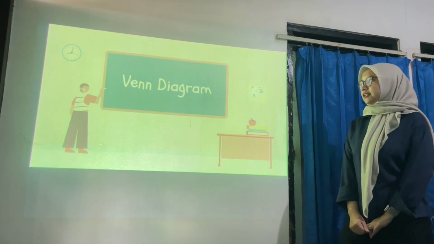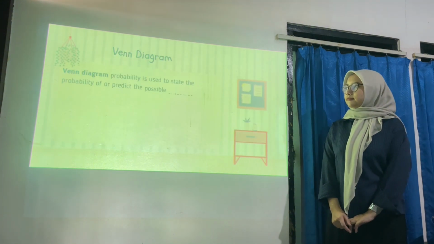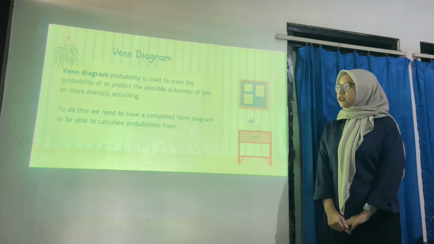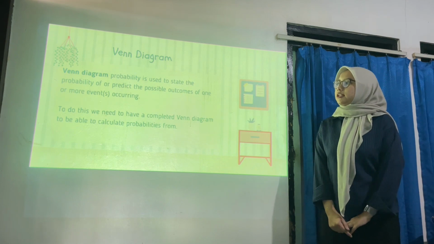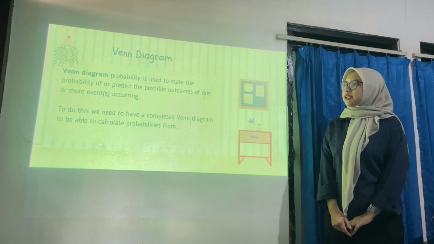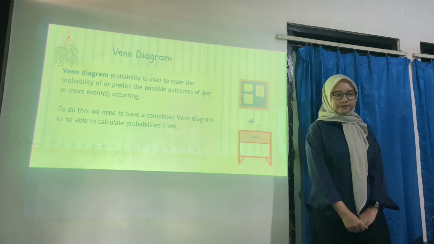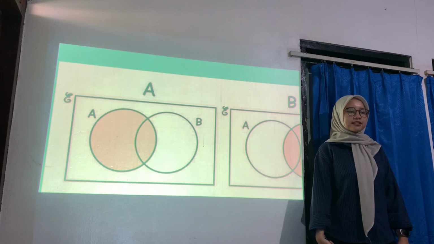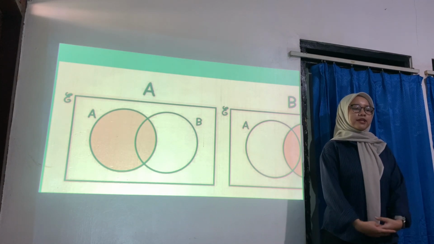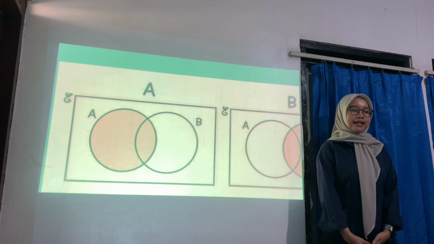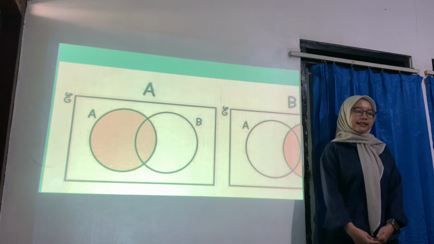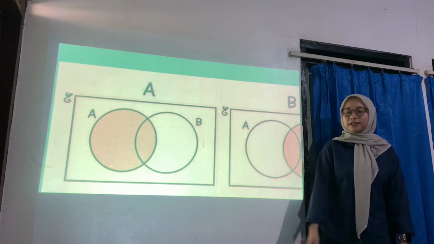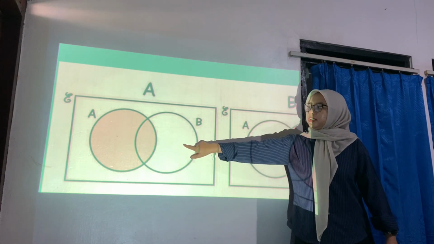Next method, the Venn diagram. Venn diagram probability is used to state the probability of, or predict, the possible outcomes of one or more events occurring. To do this, we need to have a completed Venn diagram to be able to calculate the probability. Look at the first picture. This is area A, which contains all the outcomes that are included in event A. So if, for example, A is students who like mathematics, then this area shows all students who like mathematics, both those who only like mathematics and those who like science too.